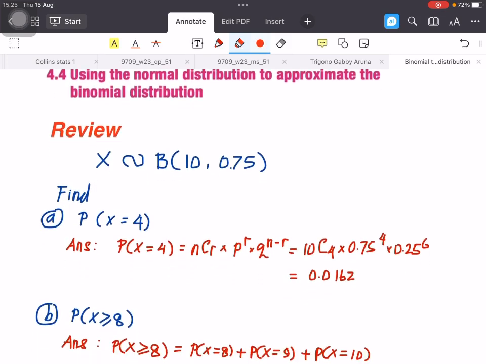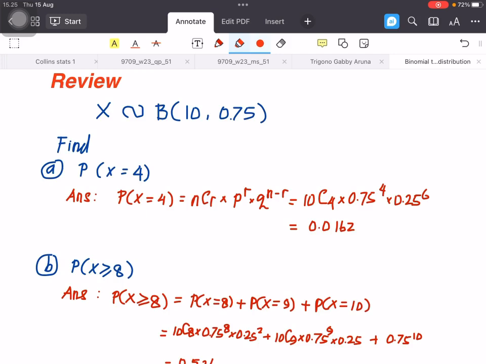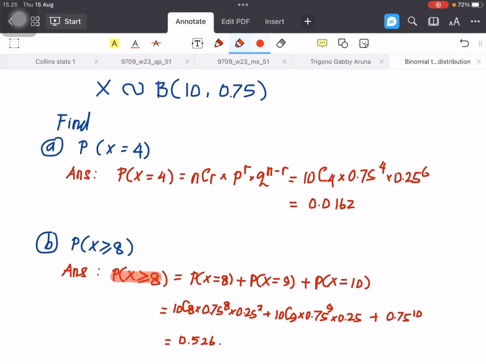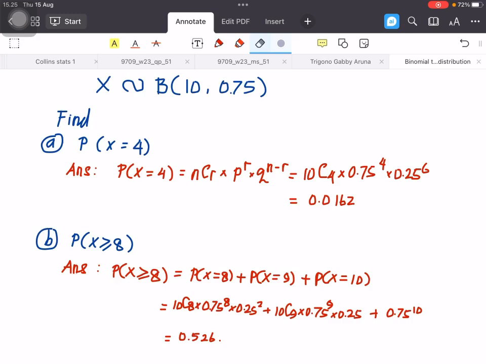And then part B, find probability x greater than or equal to 8. X greater than or equal to 8 can be x equals 8 or x equals 9 or x equals 10. So using the same formula here, we can calculate the probability one by one and then total the result. The answer for this question is 0.526.